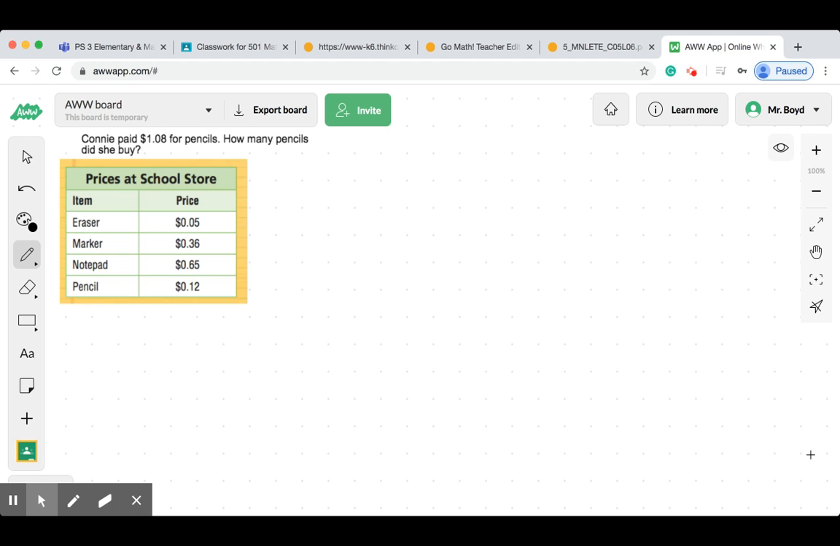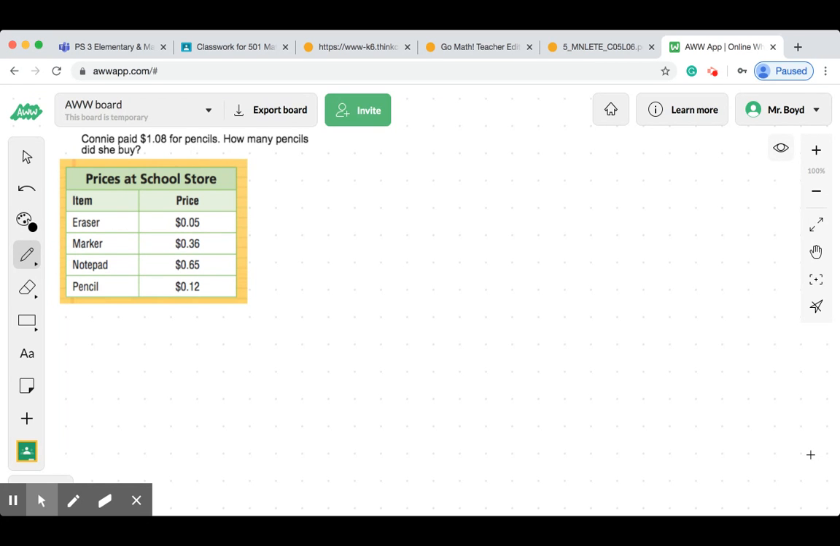Good morning, fifth grade. I hope that you already looked at our first example problem, and we're going to take a look at our second example problem now. Our first example problem just went over how we're supposed to properly divide decimals. Our second example problem is going to go over how we can solve word problems by dividing decimals.